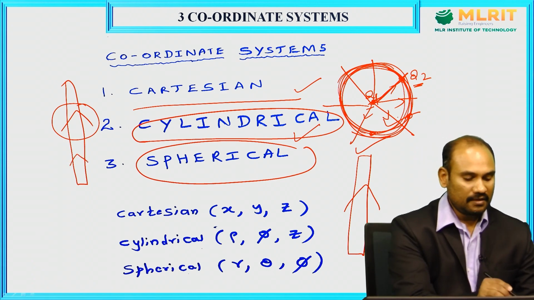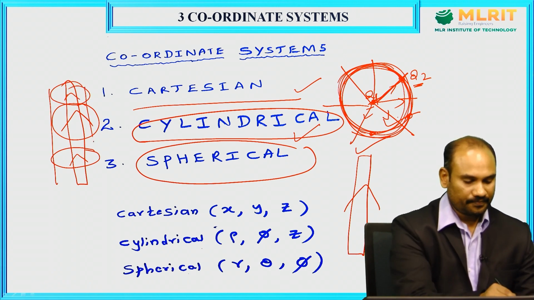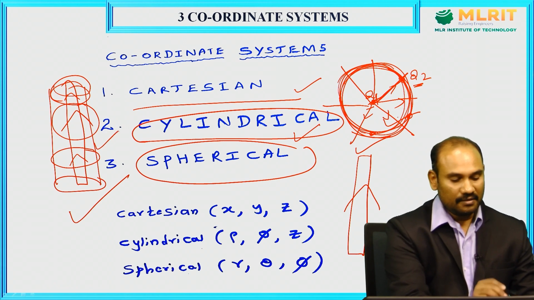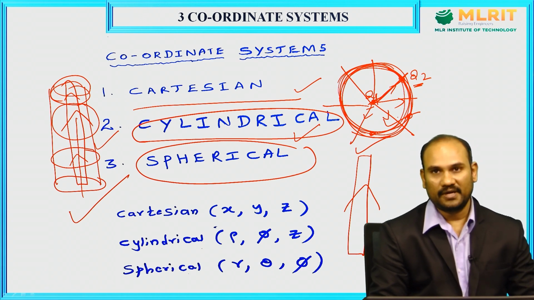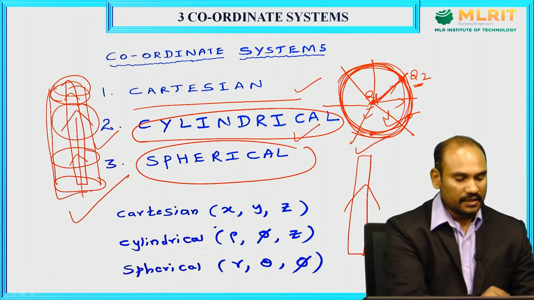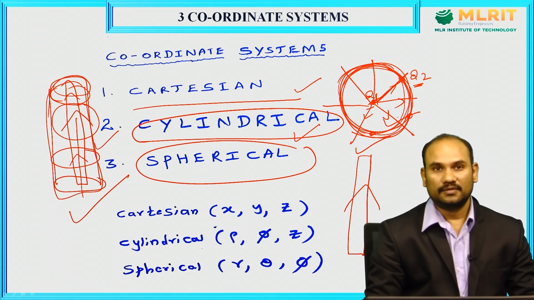If current is here, magnetic field is surrounding here. If current is here, magnetic field is surrounding here like this. If you join this, what do you get? You get a cylinder. So, this is a cylindrical coordinate system. Magnetic field due to the flow of current. The study of magnetic field comes under magnetostatics. Of course, static magnetic field I am saying, it is not time varying magnetic field. So, this cylindrical geometry is appropriate for magnetostatics. So, we go for that.